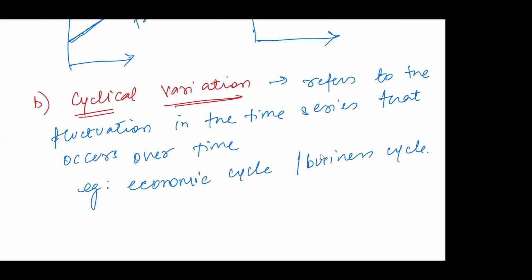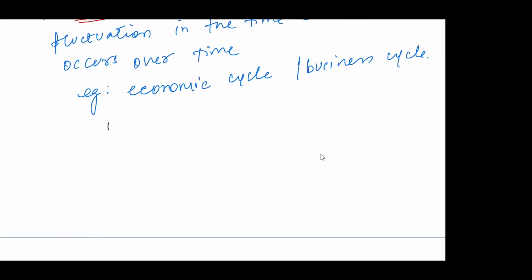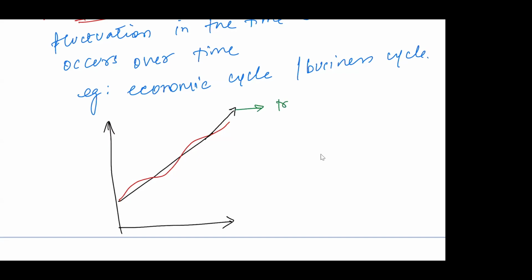Example of how, I'm just taking this example, and I'll be moving forward with the uptrend. So let's say we have an uptrend, something like this. So a cyclical variation will be what? Something like this. So basically here, if you see, this is the trend, and the up and down movement is called the cyclical variation.